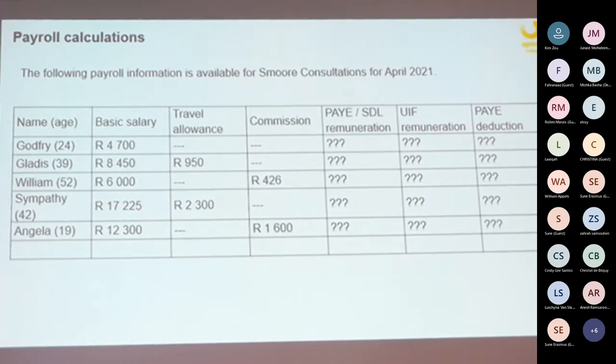How much am I going to include for PAYE remuneration? Am I going to include the 6,000 and the full 426? Give me 6,426. Is everyone okay with that? Does he get commission every month, the exact amount every month? Sorry. Does he get the 426 every month? Okay.